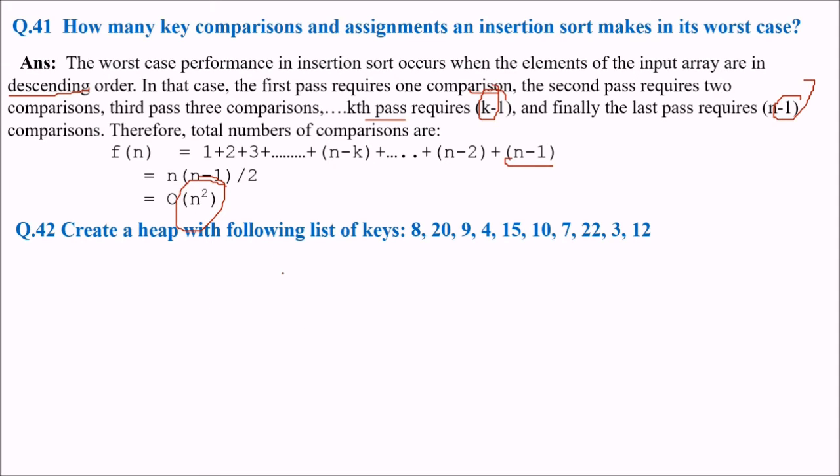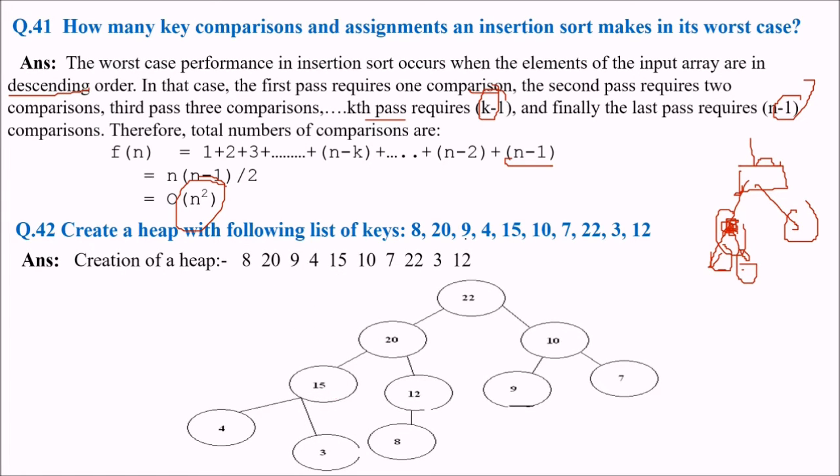Create a heap with the following list of keys. You know, in a heap what happens? If it is a max heap, the highest element is here. So all the elements in the left or right subtree will always be less than this. And this will be recursive. That means all the elements here will always be greater than these left or right subchildren. So a heap is like this.